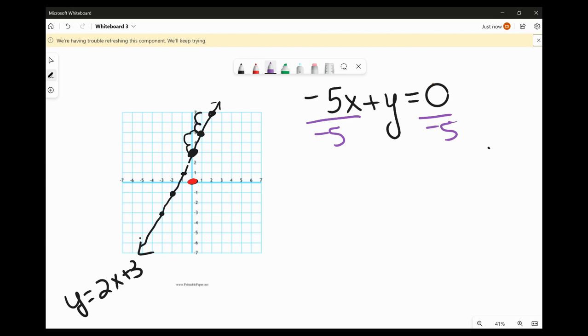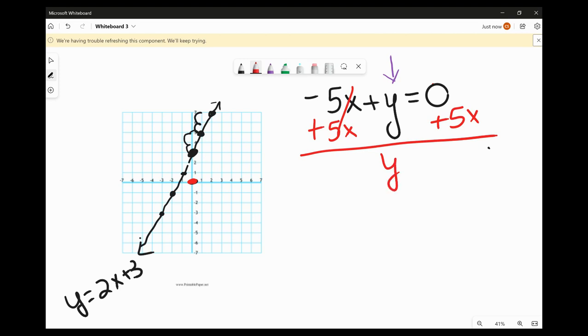Okay? What I can do is I could solve for y. If I don't get two different intercepts, I can solve for y. And in order to solve for y, I have to get it alone, which means I have to move the minus 5x. So if I want to move that to the other side, I'm going to add 5x on both sides. And you'll notice I have y equals, and 0 plus 5x is just 5x. And now it's in slope-intercept form.